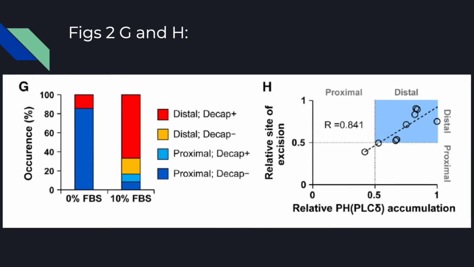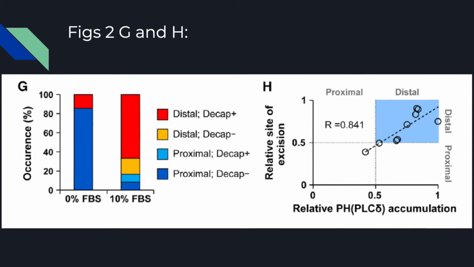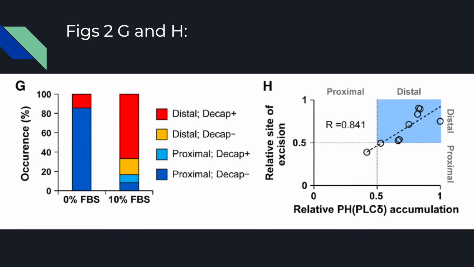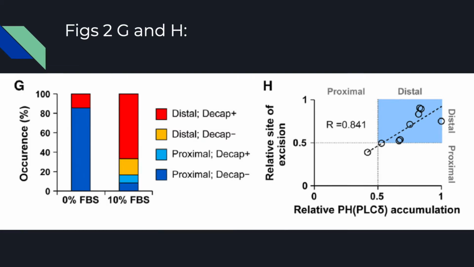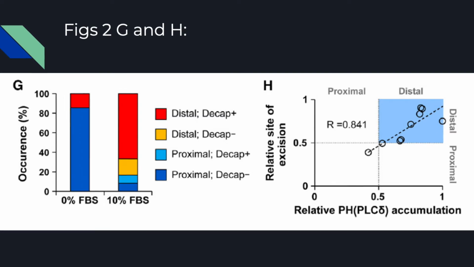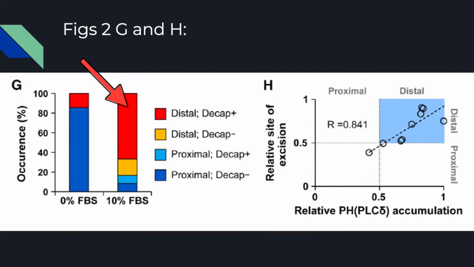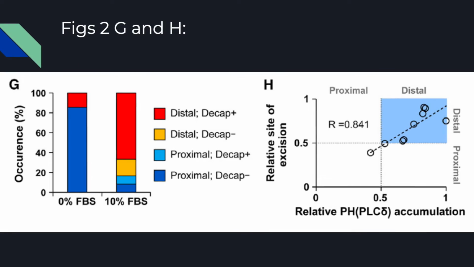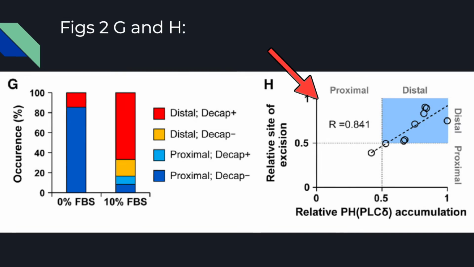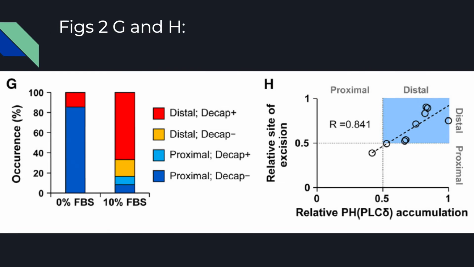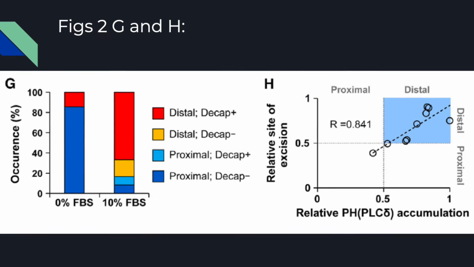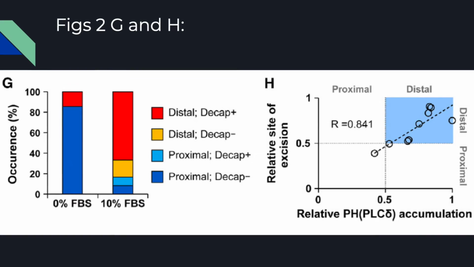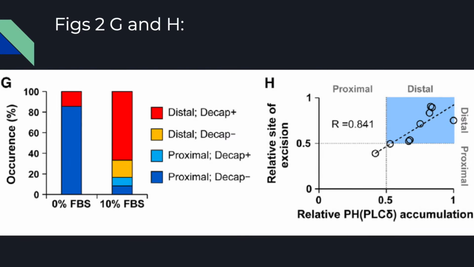The percentage of decapitation occurrence, whether distal or proximal, is shown for both quiescent and growth-stimulated media over a 2-hour period. As you can see, the majority of decapitation is happening in growth-stimulated media in a distal part of the cilia, as you can see from the red bar. Looking at H, it's shown in another figure, the relative site of excision by relative PI45P2 accumulation.